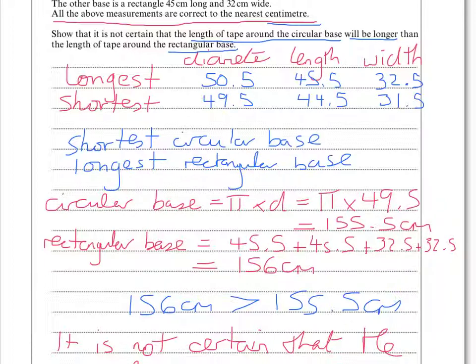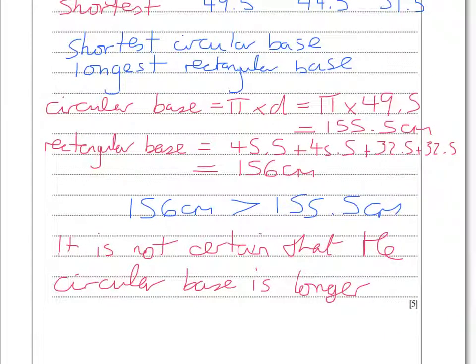Then we worked it out, so for a circular base, pi times the diameter gave us the circumference, so we chose the shortest diameter, and in the case of our rectangular base, we took the longest of each of our measurements for our length and each of our measurements for our width, to give us 156 centimetres. So our rectangular base was bigger than our circular base, and so that meant that we can't be certain that the circular base is always longer. Hope that helps.